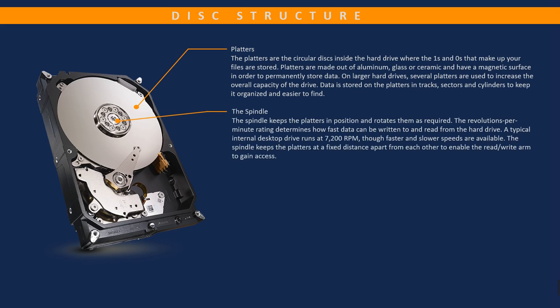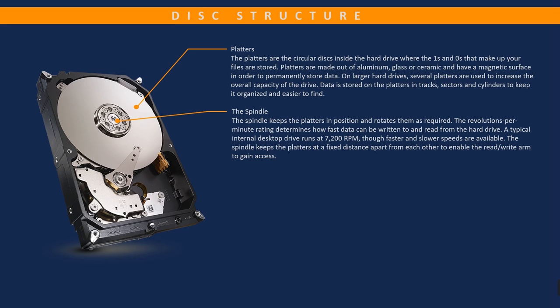And then you have the spindle, the one in the middle. The spindle keeps the platter in position and rotates them as required. The revolutions per minute rating determines how fast data can be written to and read from the hard drive. A typical internal desktop drive runs at 7,200 RPM, though faster and slower speeds are available.